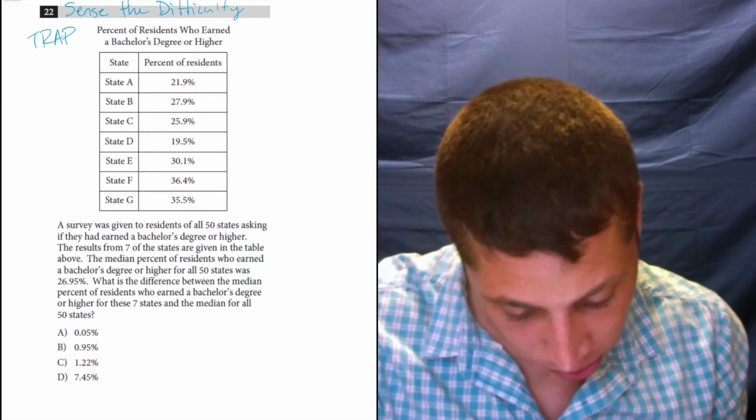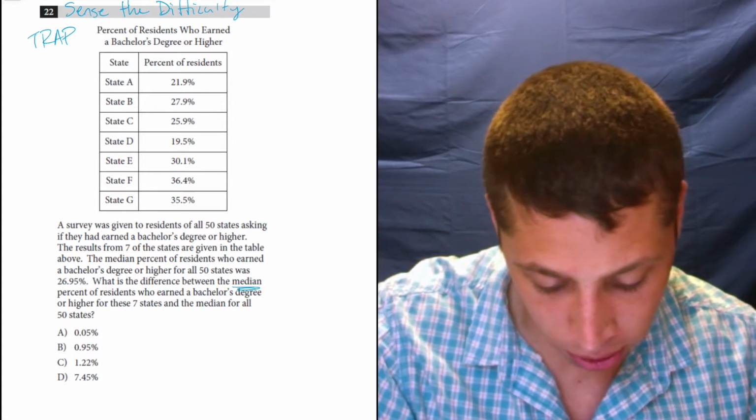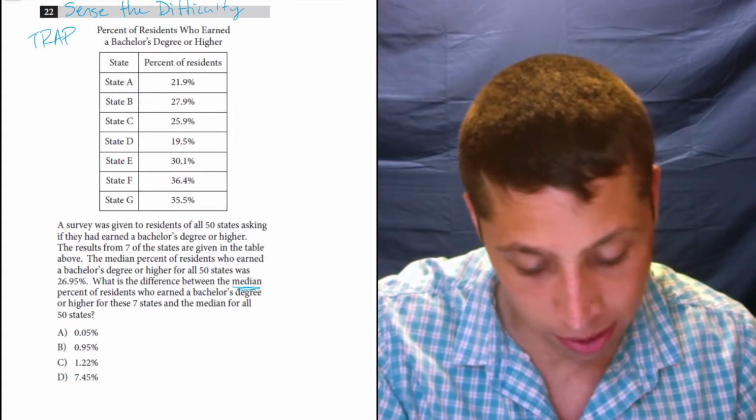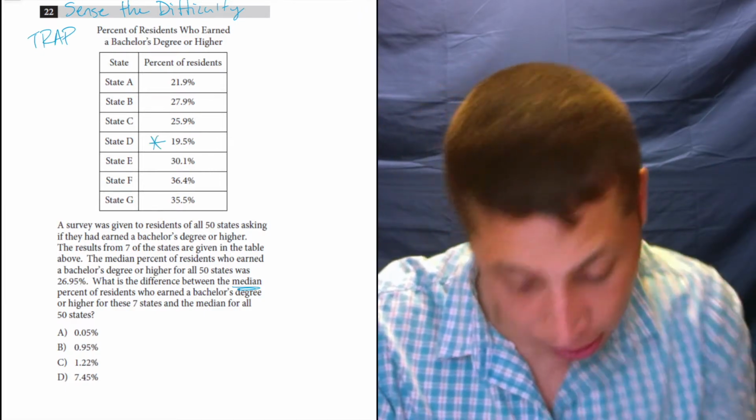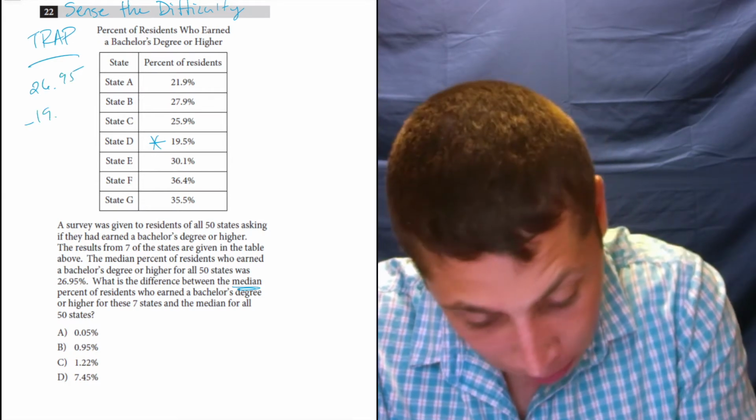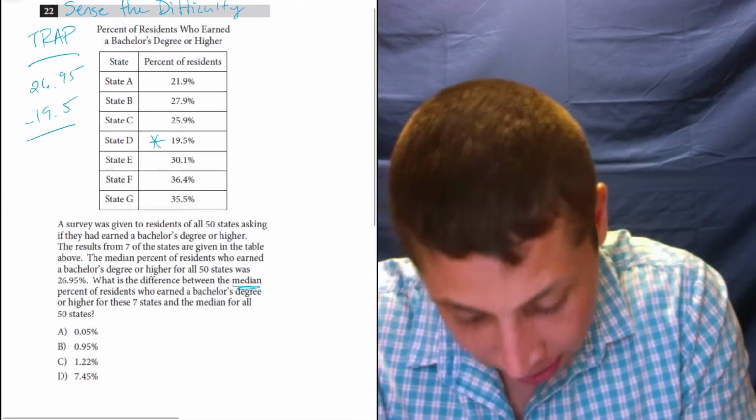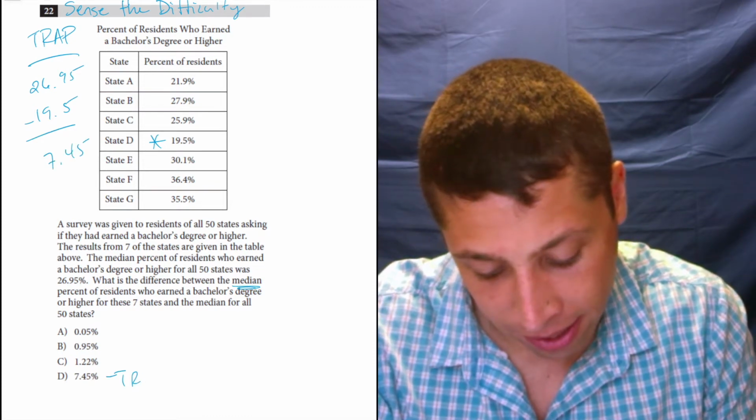You looked at this, you said, oh, okay, what is the difference between the median percent of residents who earned a bachelor's degree or higher for the 7 states and the median for all 50 states? Well, the median is the middle, so that's 19.5, and then 26.95 minus 19.5 is 7.45. Choice D, that's the trap.